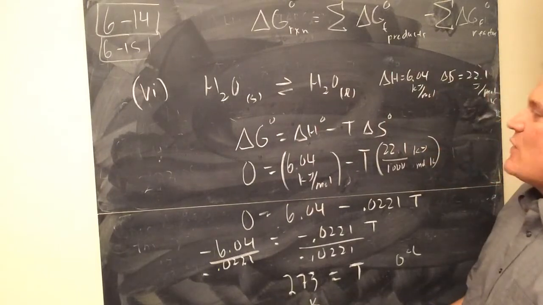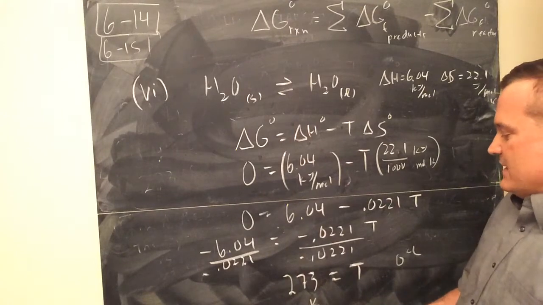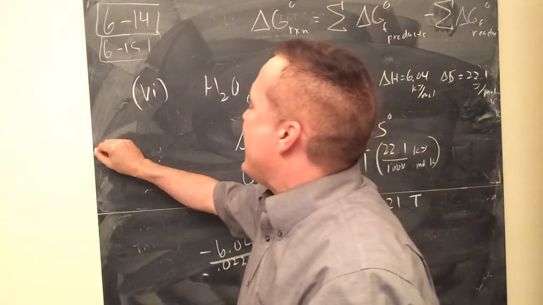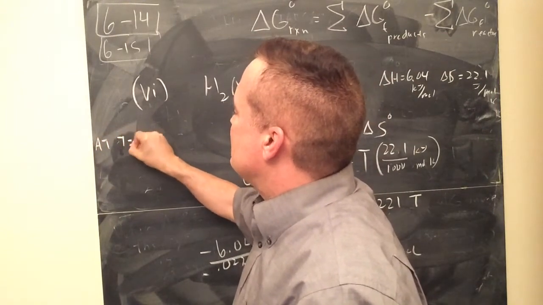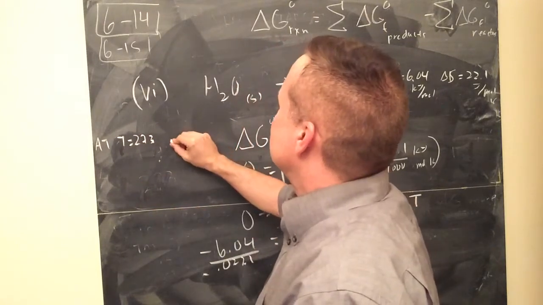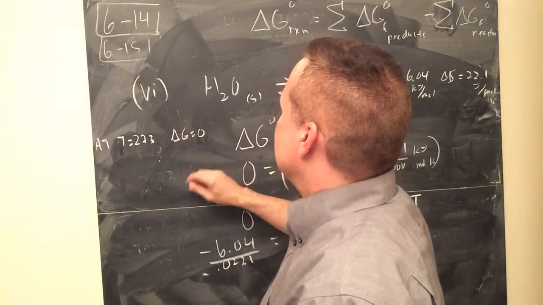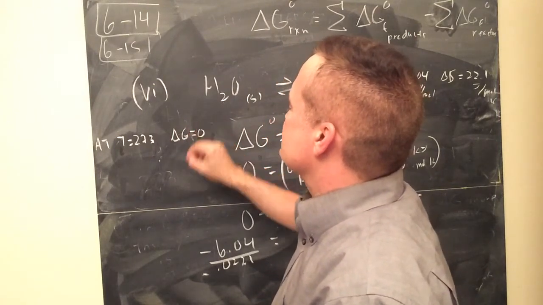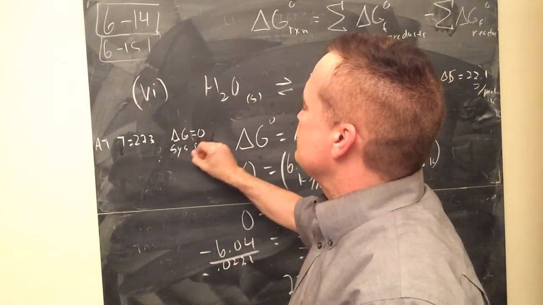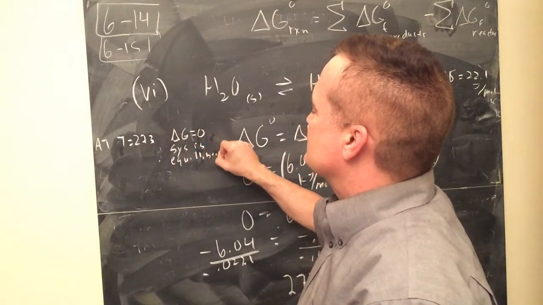So I like to make a chart when I do a problem like this. Finding the temperature is the easiest part. But otherwise, you can make a little chart, and I'll show you how to do that. So at temperature equals 273, delta G equals 0. Delta G equals 0, that's all you have to say. So the system is at equilibrium. Both the forward and the backward reactions occur.